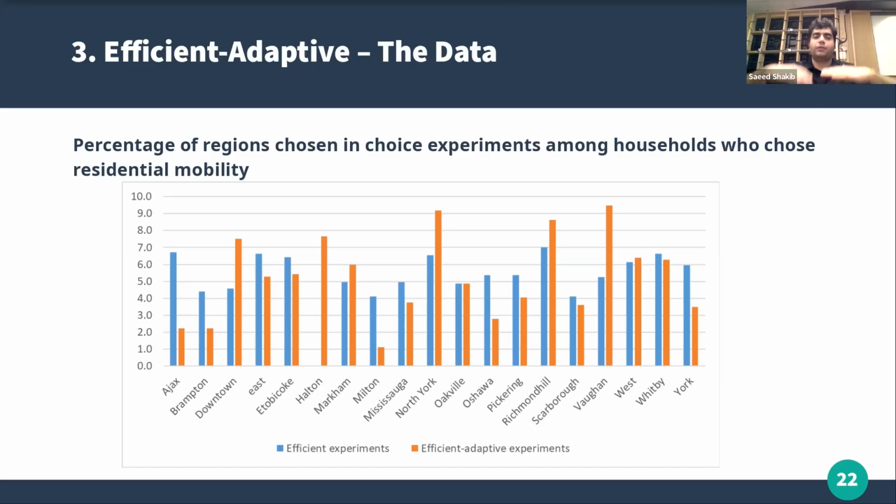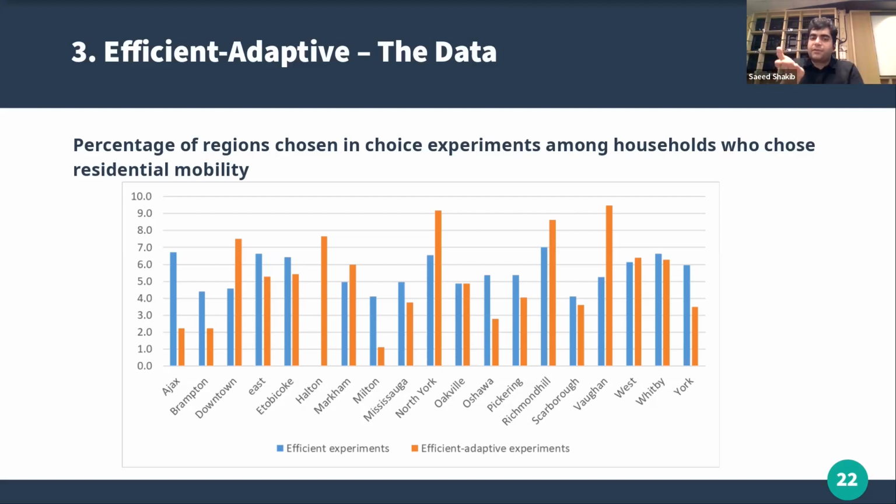So remember I told you, as economists, SP designs are orthogonal. The blue lines are the first cycle designs. In the first cycle, we equally put everything in it. We had an equal number of Mississauga choices and Markham choices and Halton choices and Etobicoke choices. And at the end of the day, you see those bars are very close to the mean.